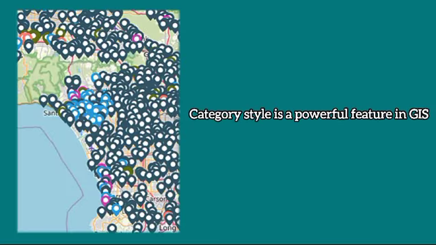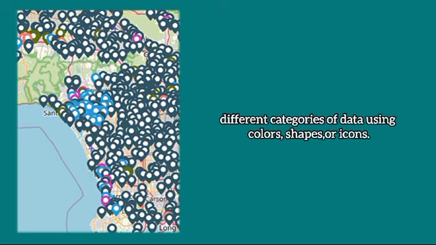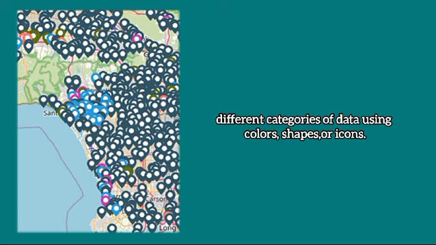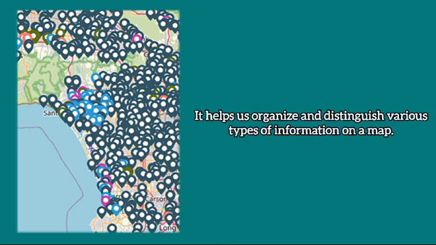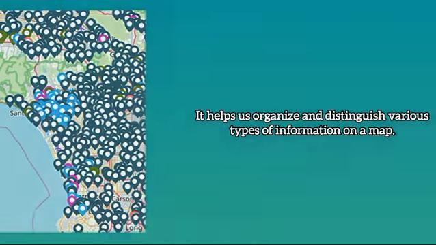What is category style? Category style is a powerful feature in GIS that allows us to visually represent different categories of data using colors, shapes, or icons. It helps us organize and distinguish various types of information on a map.